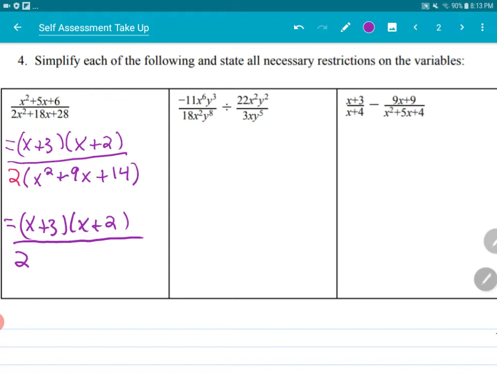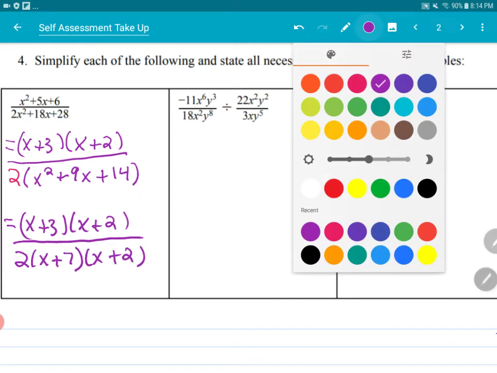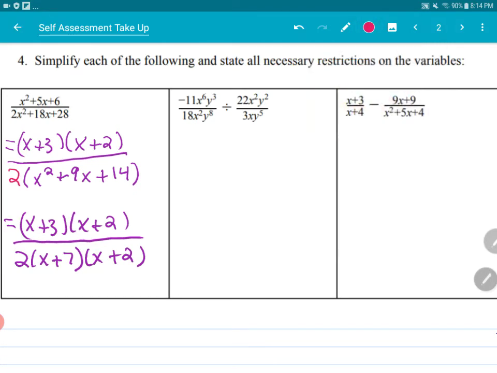We have to factor out that trinomial. So two numbers that add to 9 and multiply to 14. We got 7 and 2. So x plus 7, x plus 2. Look how nicely that worked out. We can see that the x plus 2, there's one in the numerator and one in the denominator, so they cancel out to become 1.